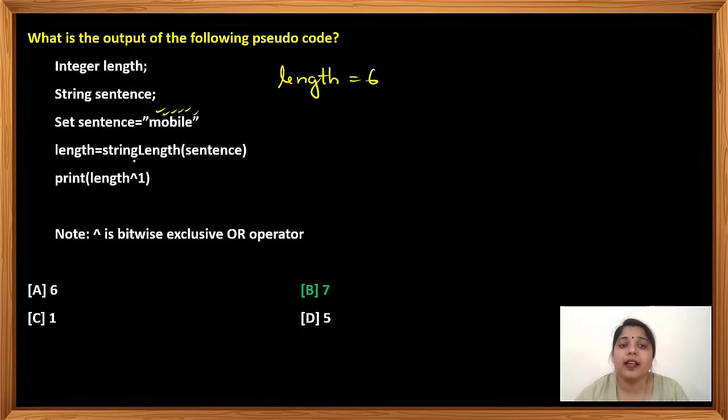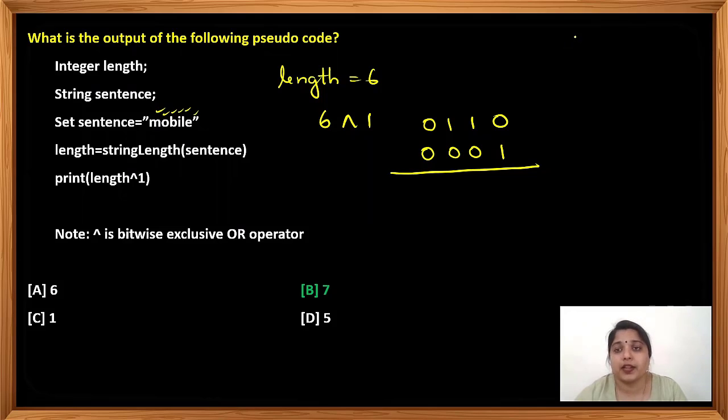Then print length bitwise XOR 1. That means we have to perform the bitwise XOR operation. For performing it, we have to convert 6 and 1 into their corresponding binary. Binary for 6 is 0 1 1 0. Binary for 1 is 0 0 0 1. Now we have to perform the bitwise XOR operation. The truth table for bitwise XOR is this one. If both the inputs are the same, the output is 0.